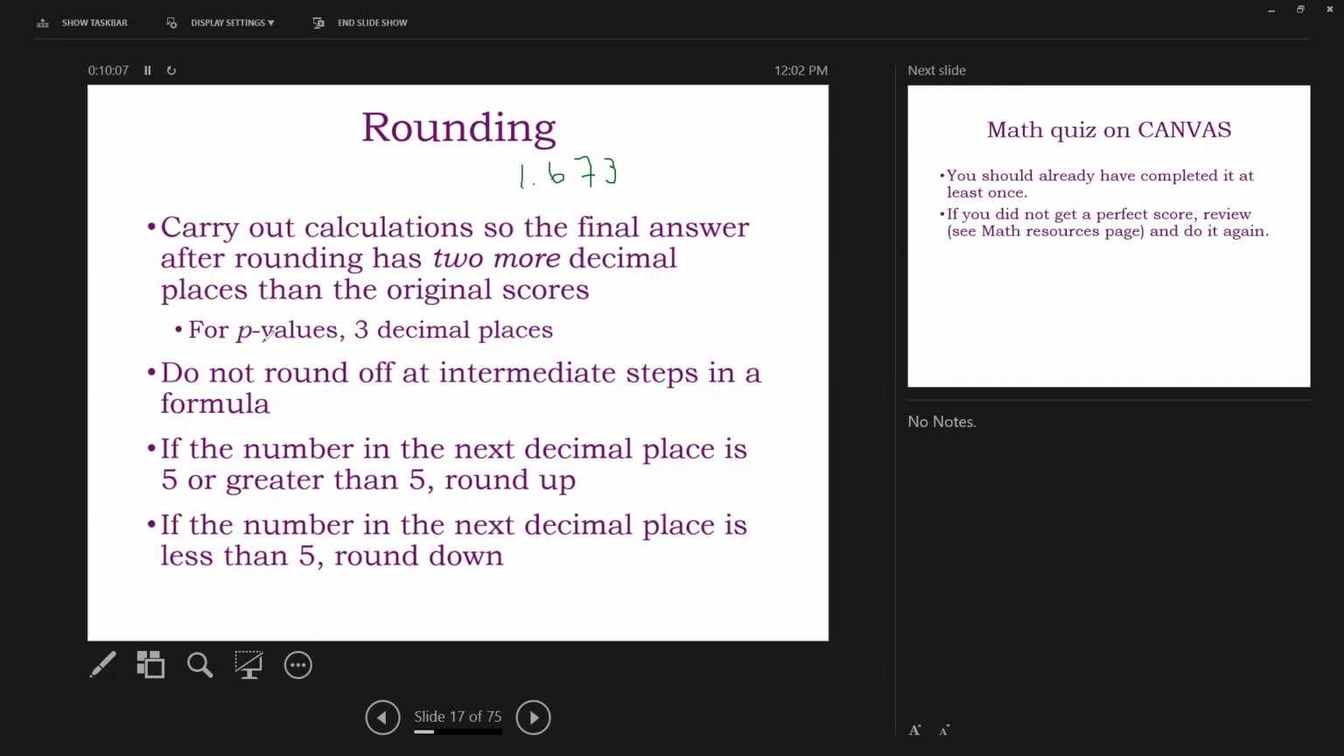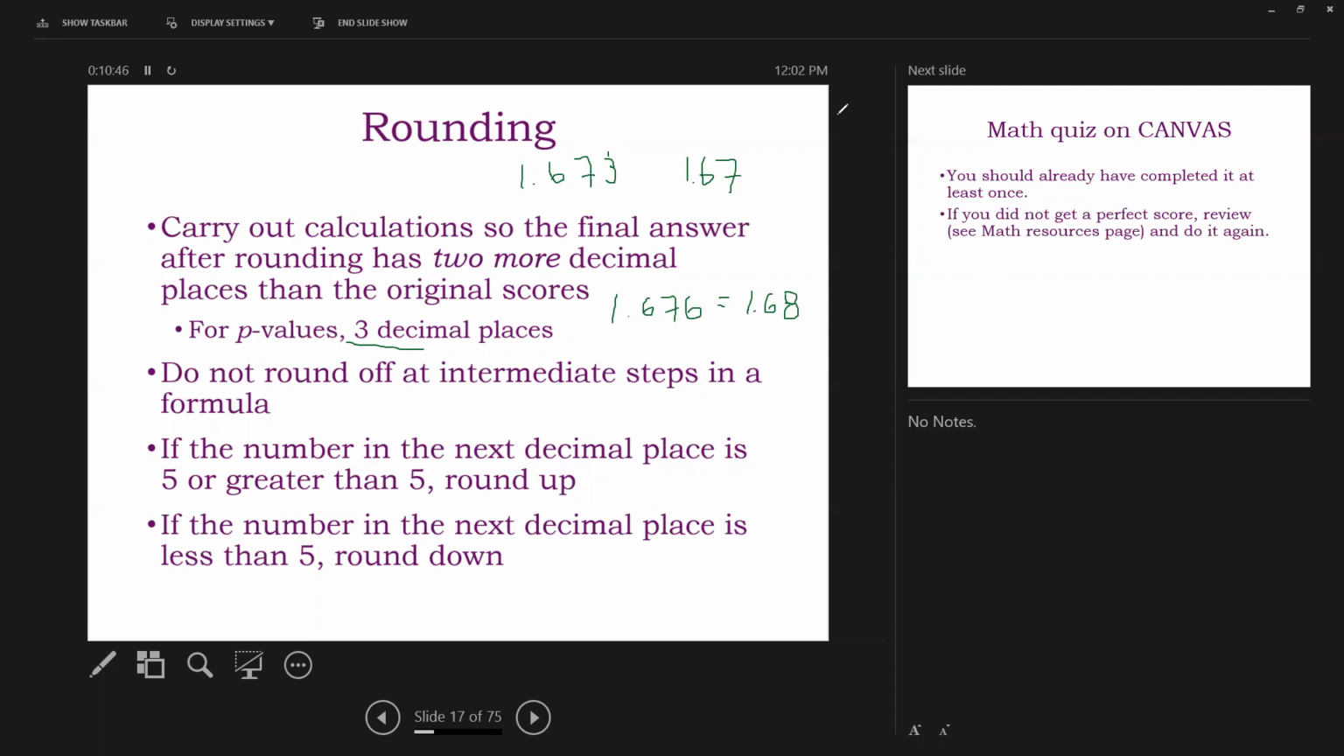Default in this course, if there are no other instructions, you will round to 2 decimal places, unless it's a p-value, which we won't meet until around chapter 8 or 9. P-values are rounded to 3 decimal places. So 1.673 has to be rounded to 2. Because this 3 is less than 5, we just leave it at 1.67. If we had to round 1.676, we'd have to round up. So that would be 1.68. If you do not understand this, you need to review, all right?